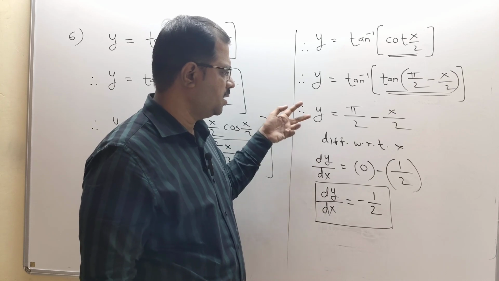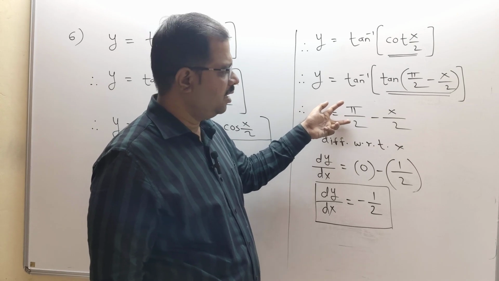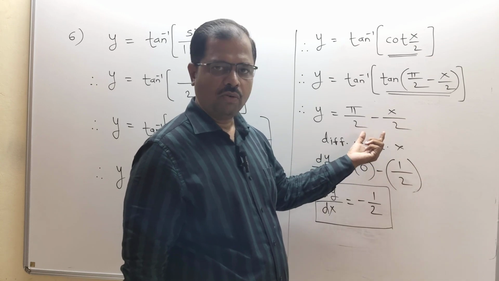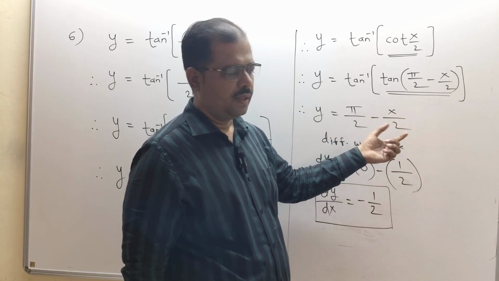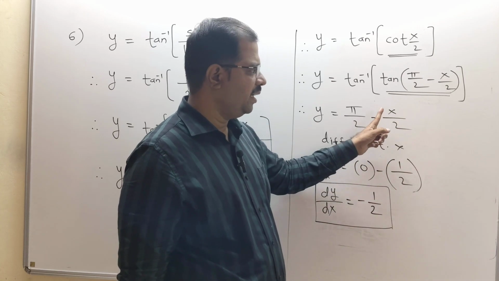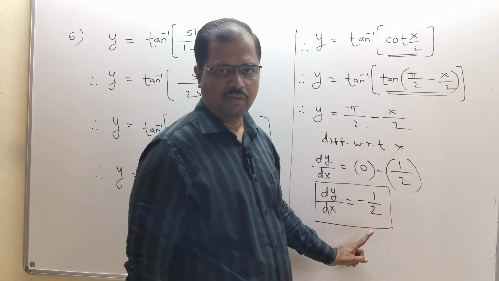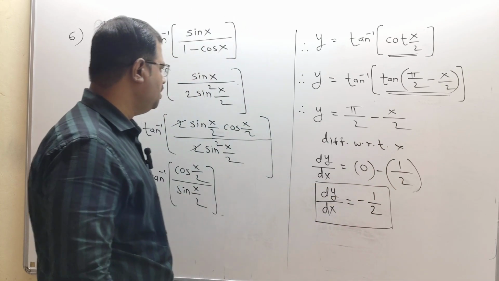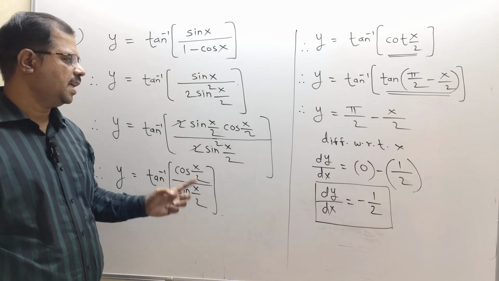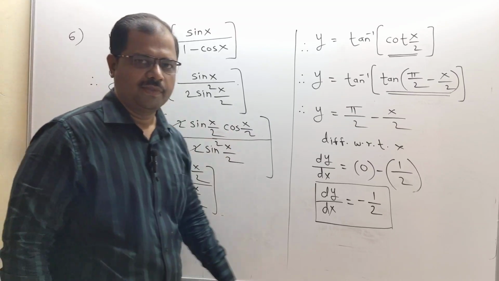Differentiate with respect to x: derivative of y, dy by dx. Derivative of pi by 2 is the derivative of a constant, 0. In x by 2, taking 1 by 2 outside, derivative of x is 1. Multiplying 1 by 2 by 1 becomes 1 by 2. Therefore I write directly 1 by 2. 0 minus 1 by 2 is minus 1 by 2, which is the answer. Here we use two formulae: 1 minus cos of an angle equals 2 sin square half angle, and sin angle equals 2 sin half angle cos of half angle. Thank you students.